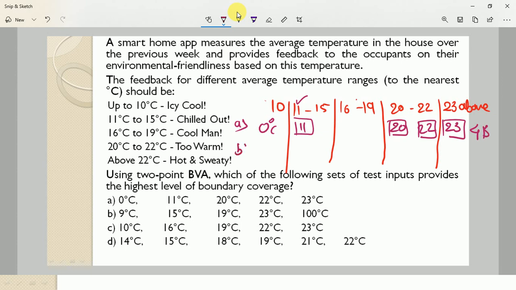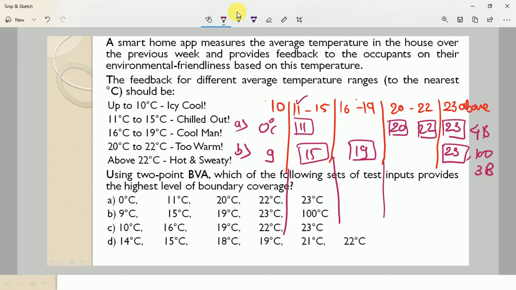Now go for option B: 9, 15, 19. Where is 9? See here, 9, then we have 15, then 19, again we have 23 and 100. If you focus, how many valid boundaries are here? 1, 2, and 3, right? We are getting a count of 3 boundaries. Now let's go for the next scenario.